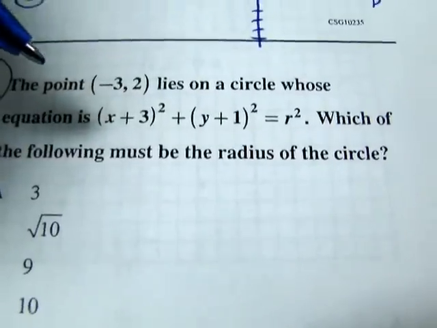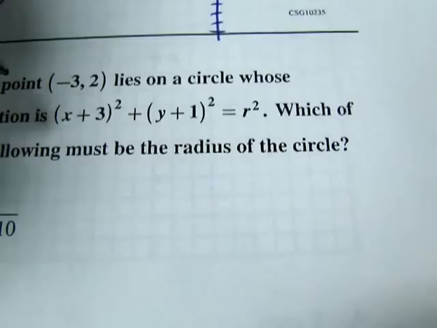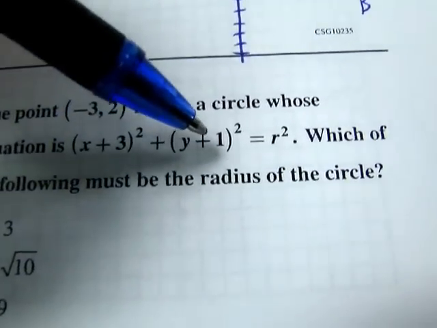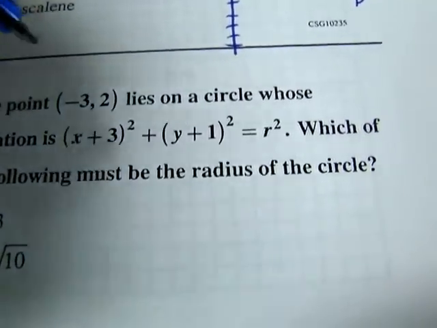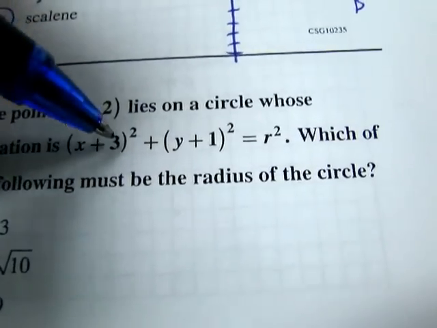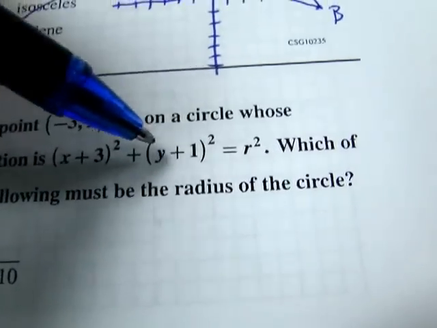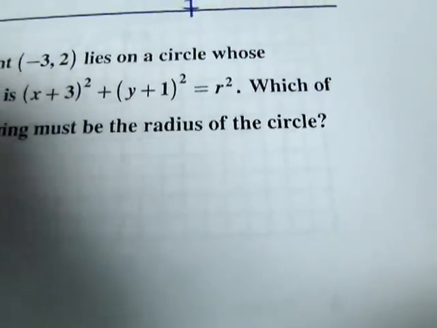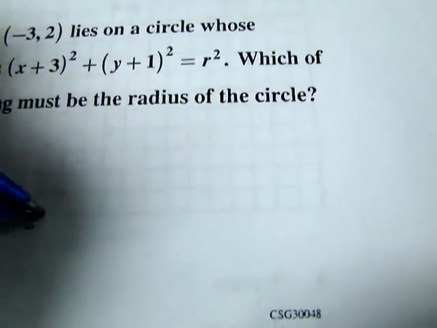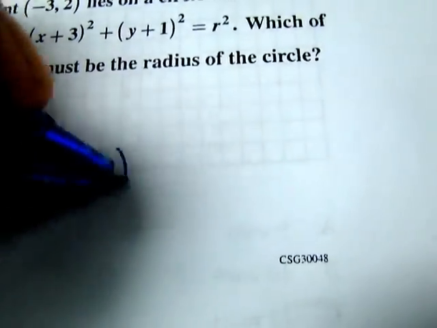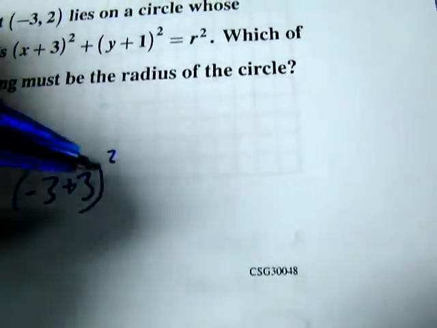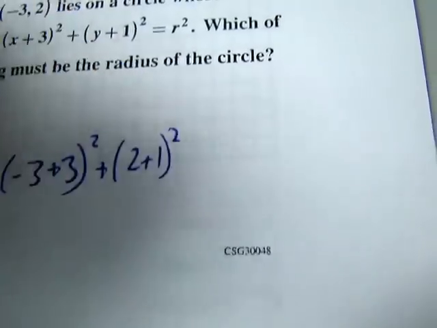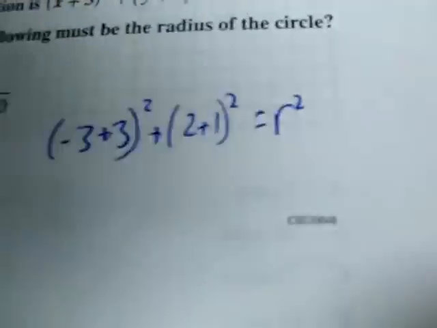So, remember, the way this works... Oh, I'm sorry. The center is negative 3, negative 1. I'm sorry. And this point is on here. So, what we do is we can plug these numbers into the equation to find out the radius. It's the simplest way to do it. So what we're going to get is negative 3 plus 3 squared plus 2 plus 1 squared equals r squared.